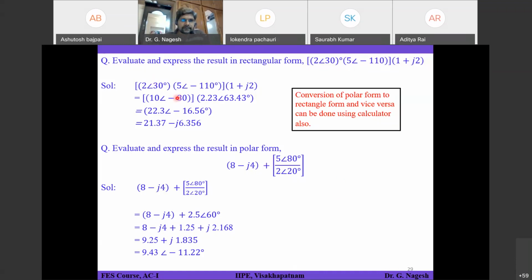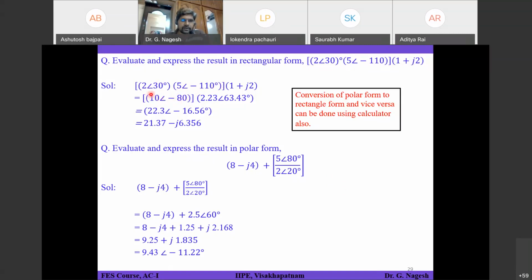So what is the first thing I have done? 2 into 5 will become 10. This is r1 at an angle of theta 1, and this is r2 at an angle of theta 2. So r1 into r2 will be 2 into 5, that is 10. And when you talk about angle, when you are multiplying, the overall angle will be theta 1 plus theta 2. So 30 plus minus 110 will become minus 80. So this part is done, which is 10 at an angle of minus 80.